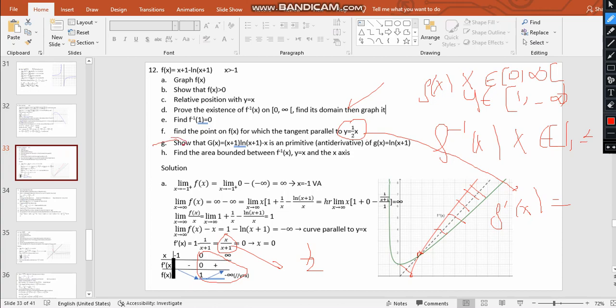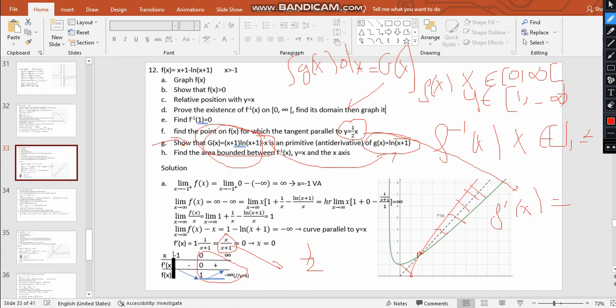Show that g of x is a primitive. What does it mean, primitive? It means if you derive this one, the integral of the small g, you need to prove it is the big G. So in that case, what do we do? We do the derivative of g of x. If you derive this one, you may get this one. Why is it important? Because you want to find the derivative of the inverse.